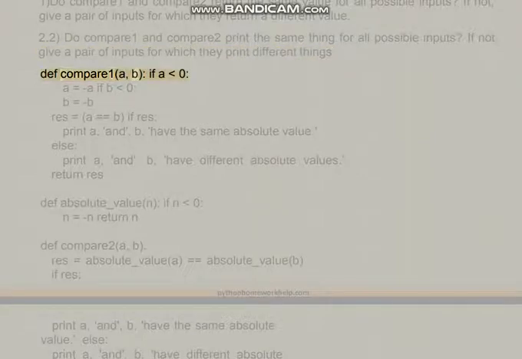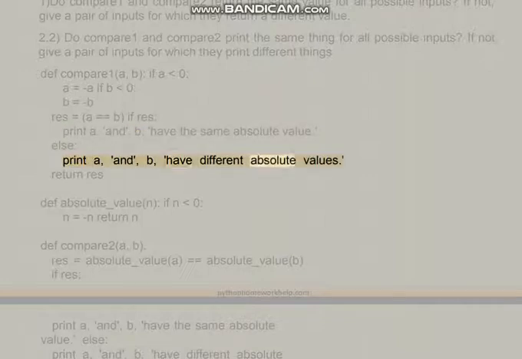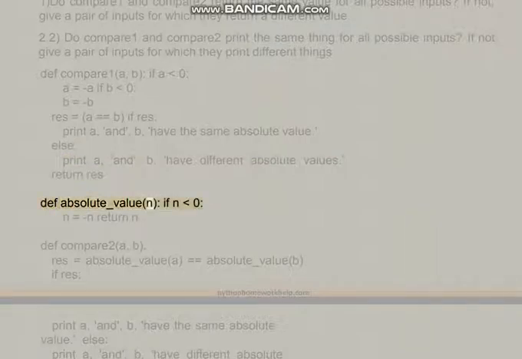def compare1(a, b): if a < 0: a = -a; if b < 0: b = -b; res = a == b; if res: print a and b have the same absolute value, else: print a and b have different absolute values. Return res. def absolute_value(n): if n < 0: n = -n; return n. def compare2(a, b): res = absolute_value(a) == absolute_value(b); if res: print a and b have the same absolute value, else: print a and b have different absolute values.